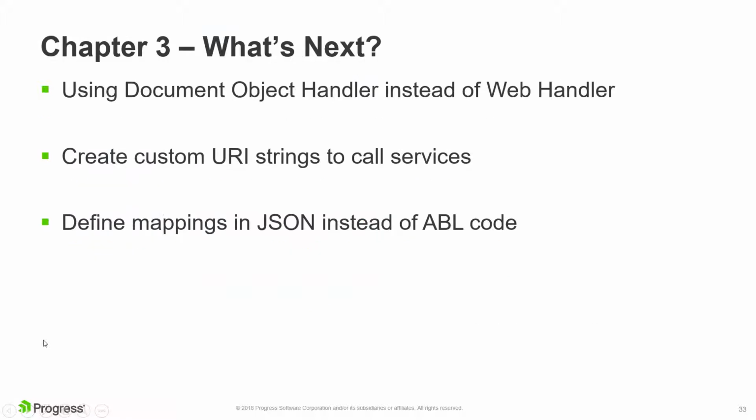In the next chapter, we're going to talk about how to use a document object handler instead of a web handler to create REST services. We will create custom URI strings as we did in this chapter, but instead of using ABL code to map, we'll use a JSON file instead.